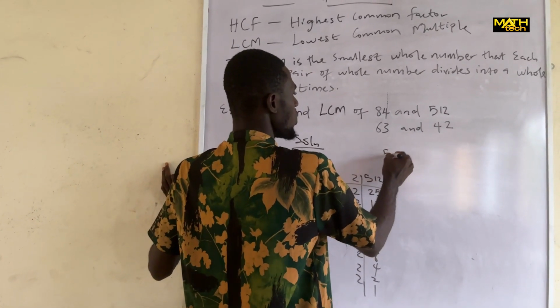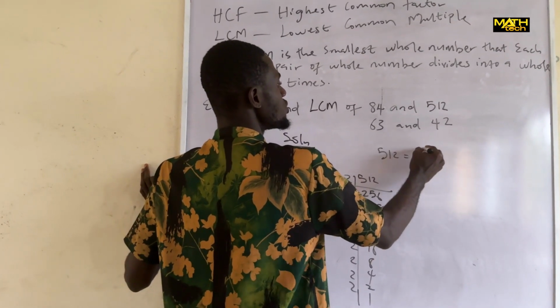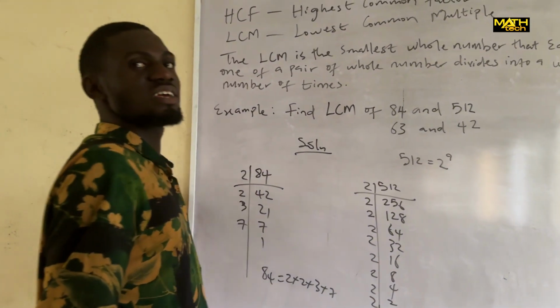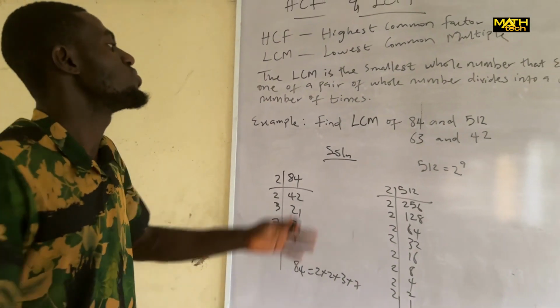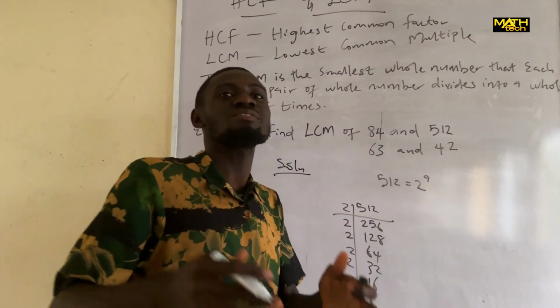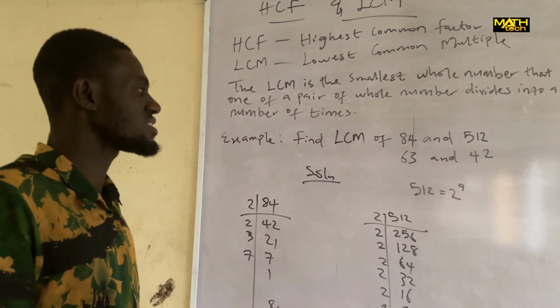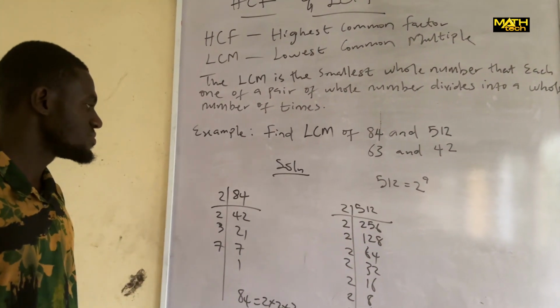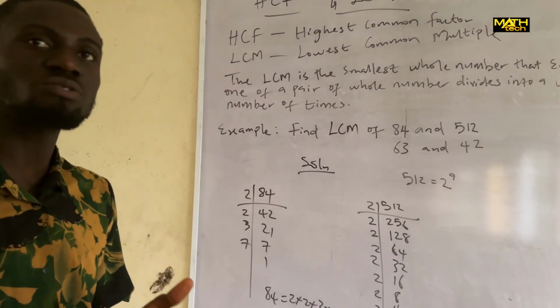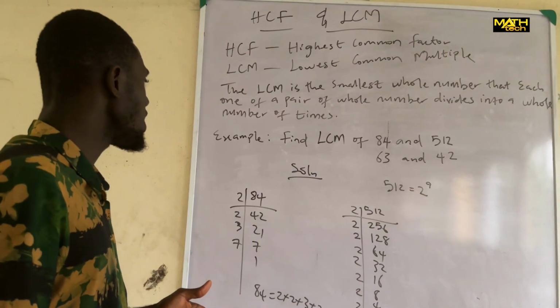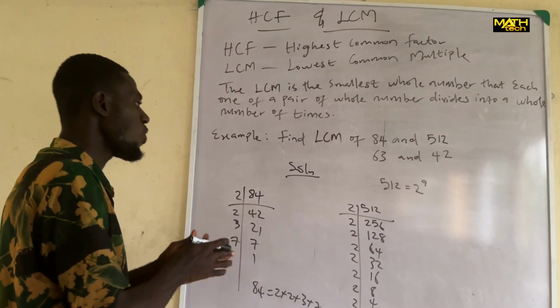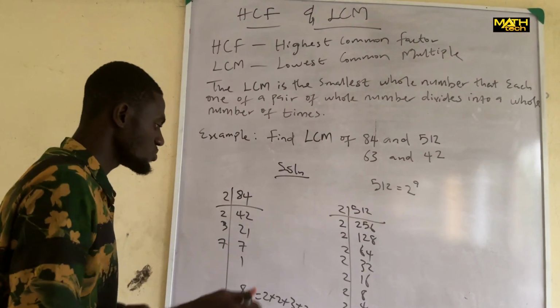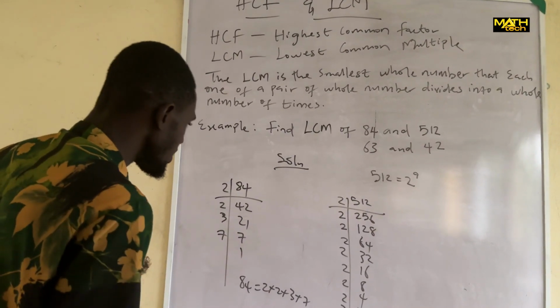And you see that 512 is equal to 2 raised to the power what? 9. That is 2 times itself 9 times. That is the prime factorization of 512. And now, how do we get the LCM of 84 and 512?